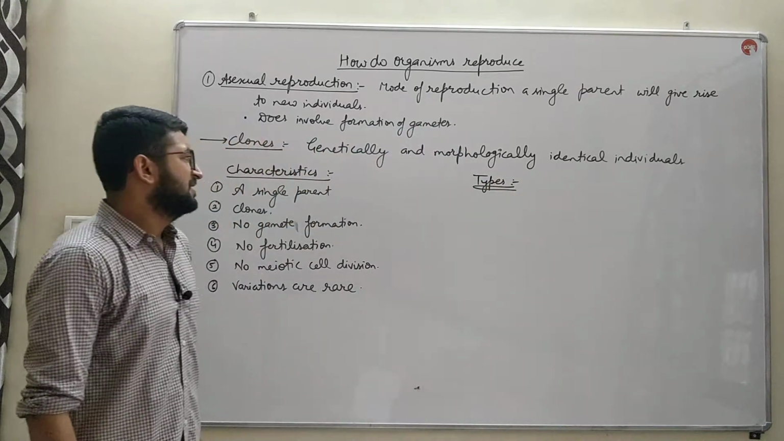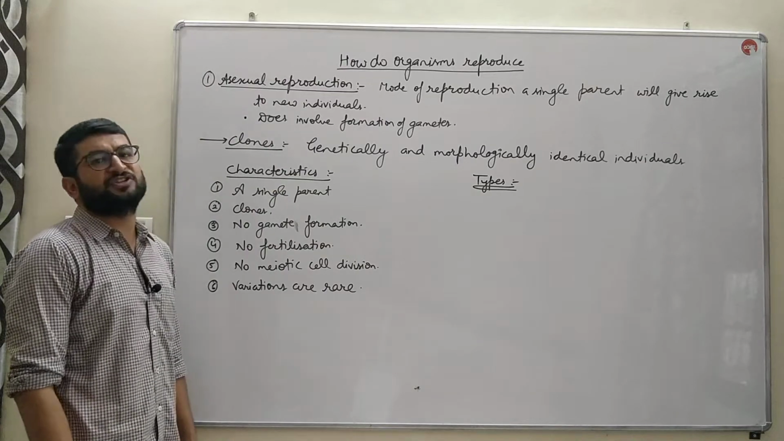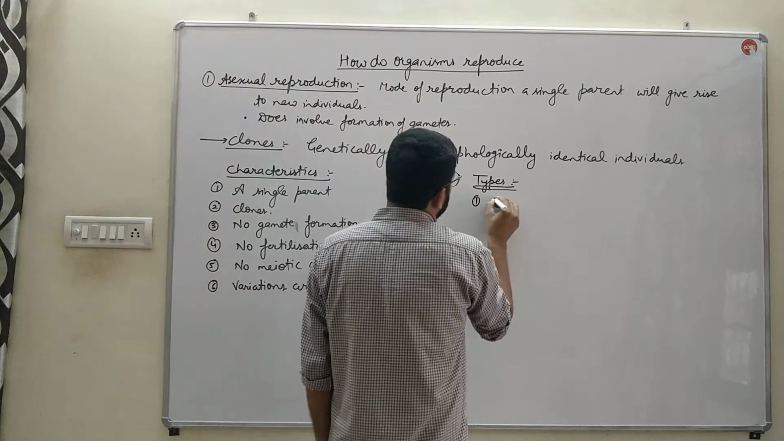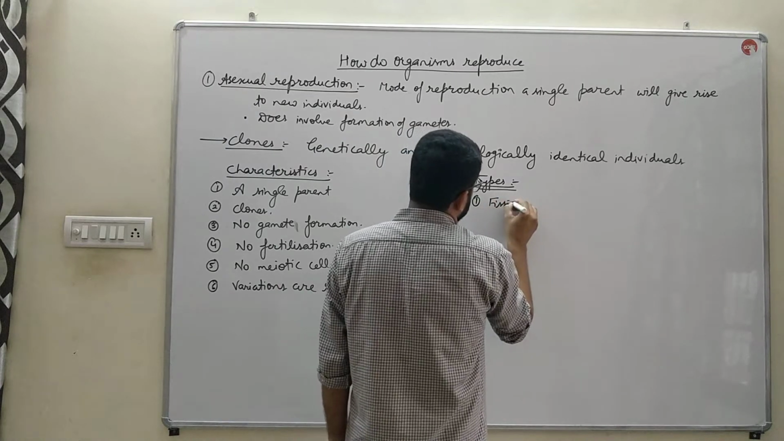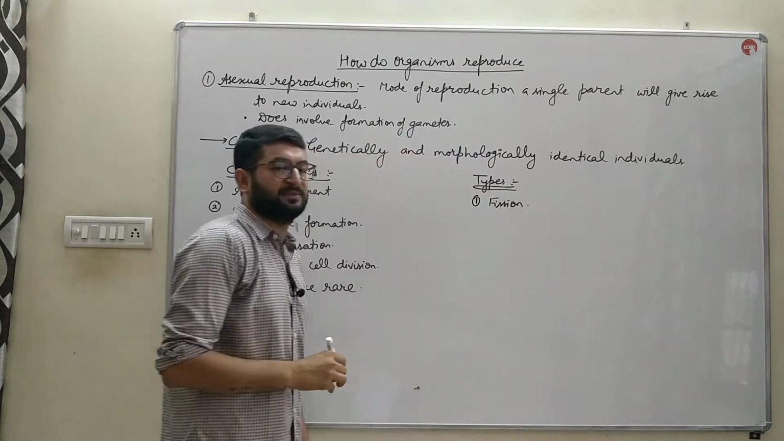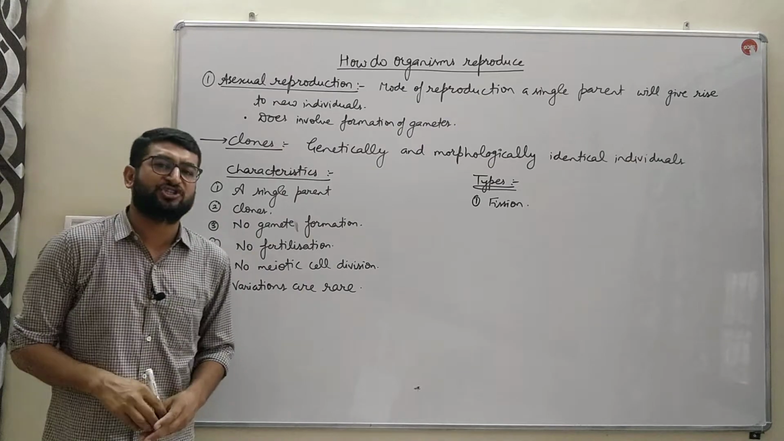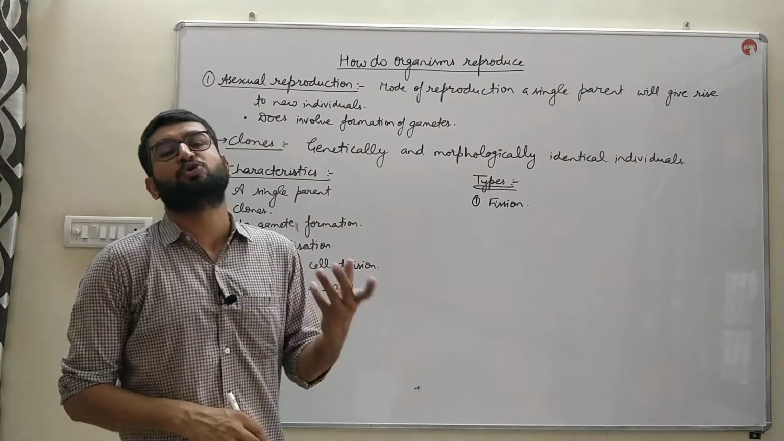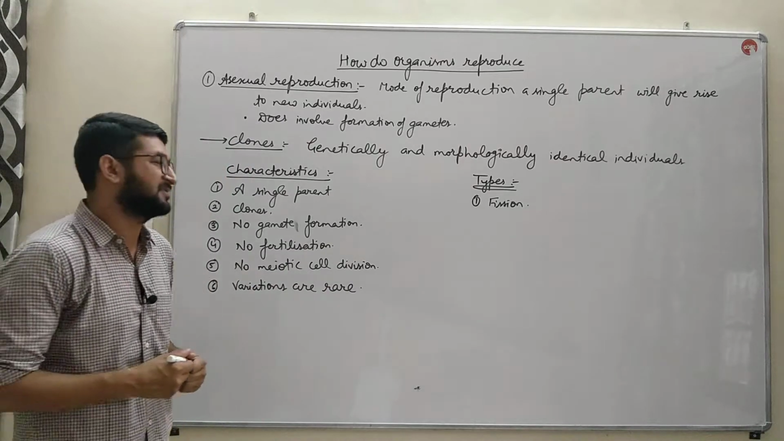After this, we will discuss the types of asexual reproduction. The first one which we will discuss is fission. Fission means to split up. The mode of asexual reproduction in which a single organism, single cell divides into two, and those two cells will act as young ones.